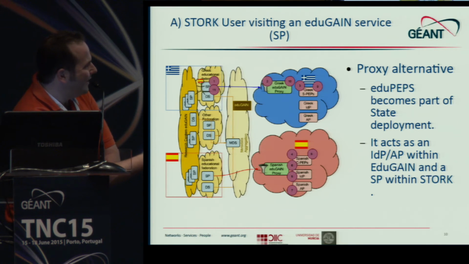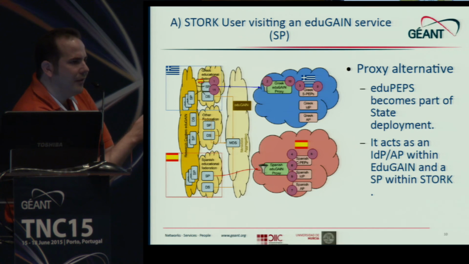As I said, in this case, from the point of view of Stork, there is no need to extend the web of trust of Stork. So each, from their point of view, they have each member state relation, and there would be no need to do new relations from PEPs to PEPs.